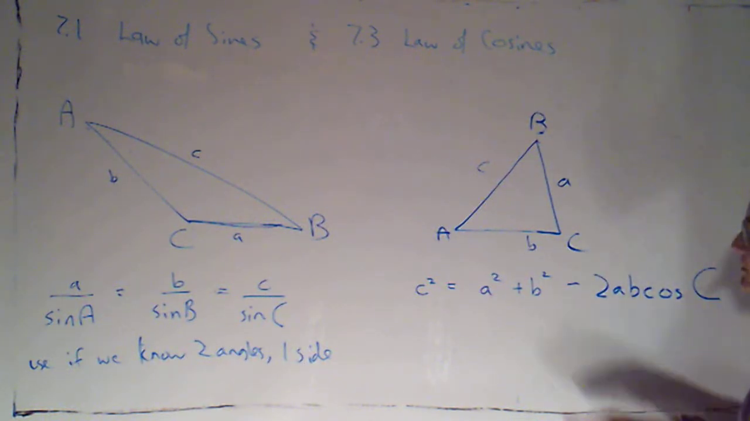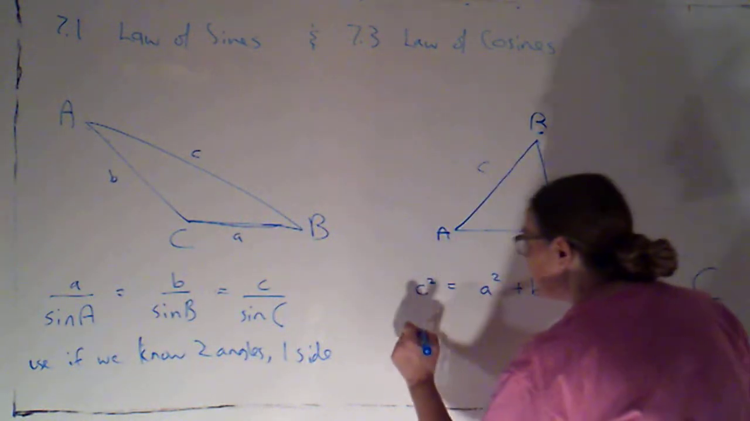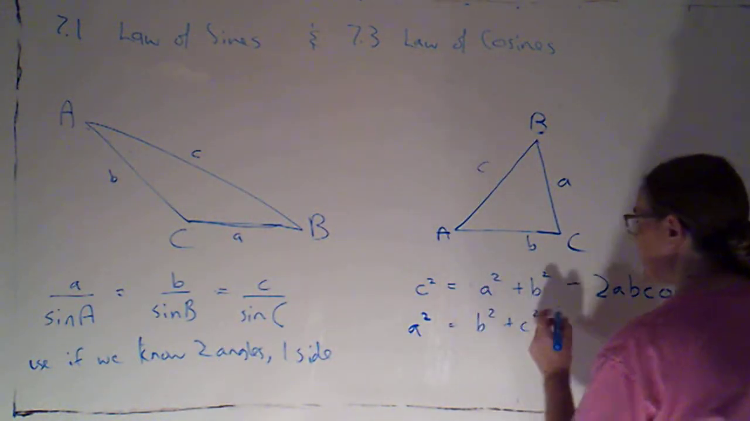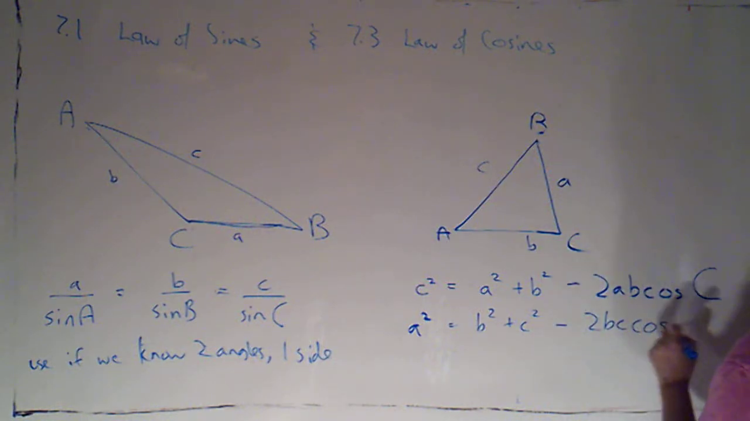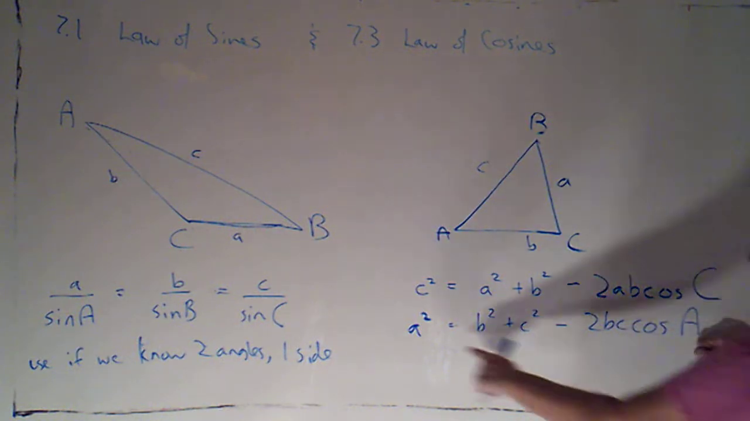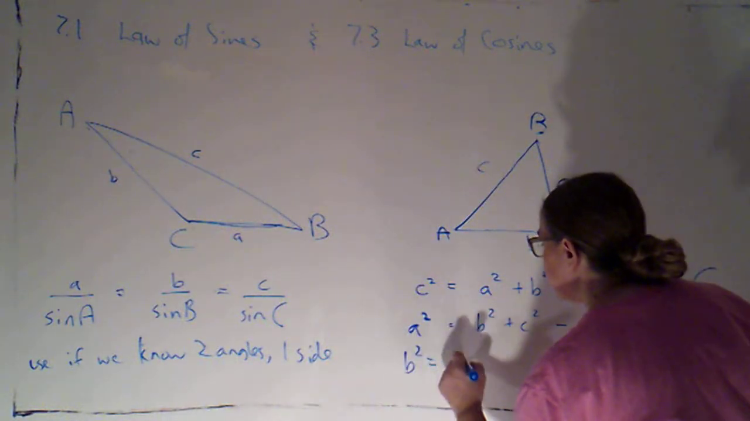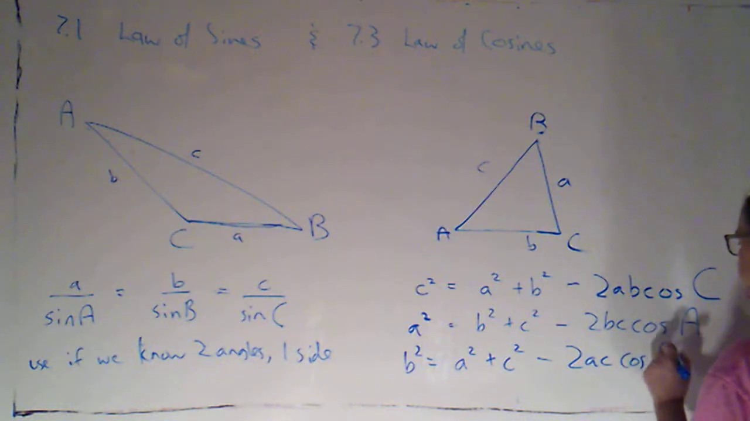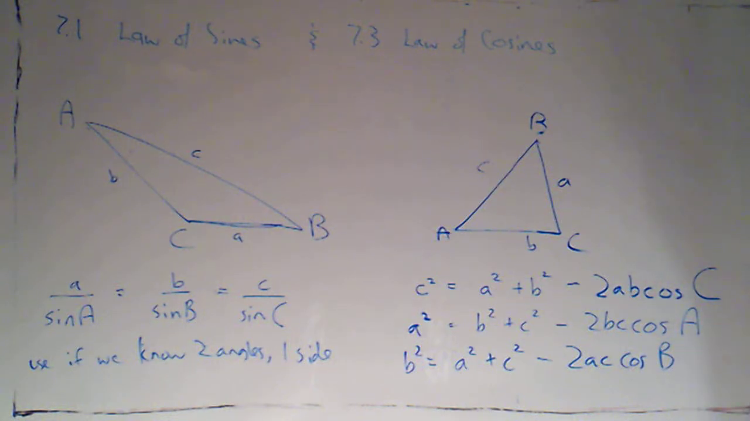Okay. Now, there are three versions of it. This one sort of singles out side C. I could single out side A. Then I would say a squared is b squared plus c squared, the sum of the other two sides squared, minus 2bc times cosine of A, so that the angle goes with the side that I've singled out. And then I can say b squared is a squared plus c squared minus 2ac cosine of b. Those are the three versions that we have for the law of cosines.